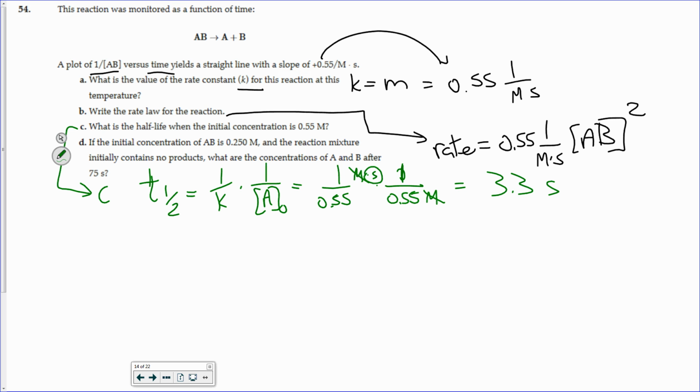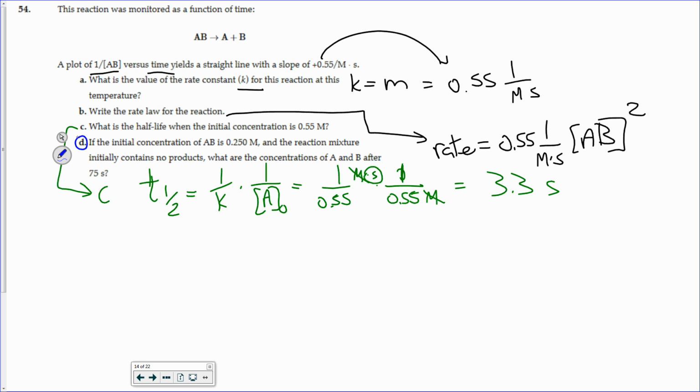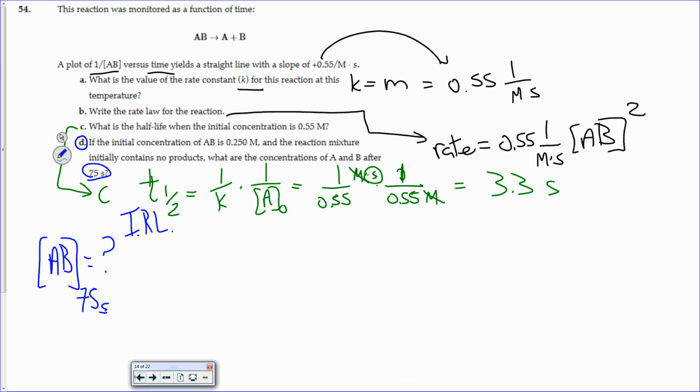Okay. Problem D. What is the concentration as a function of time? It's 75 seconds, so I want to know what is the concentration of AB at 75 seconds. All right, this is an application of the integrated rate law. So we've got to go back and look at the equation for the integrated rate law for second order. For second order, 1 over the concentration is equal to KT plus the inverse of the initial concentration. All right, so we just plug things in and crank that out.